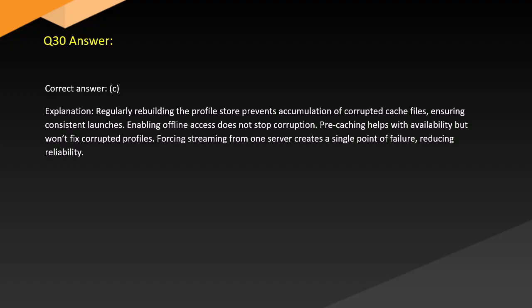Answer. Correct answer: C. Explanation. Regularly rebuilding the profile store prevents accumulation of corrupted cache files, ensuring consistent launches. Enabling offline access does not stop corruption. Pre-caching helps with availability but won't fix corrupted profiles. Forcing streaming from one server creates a single point of failure, reducing reliability.